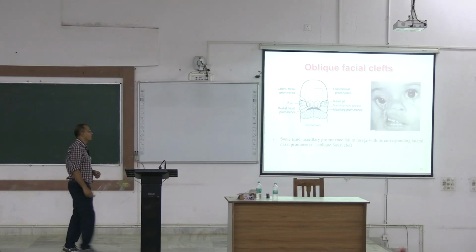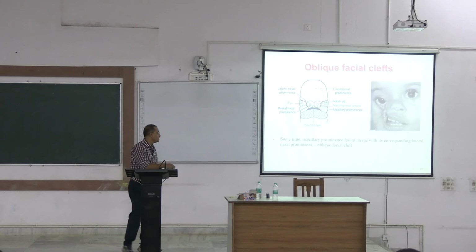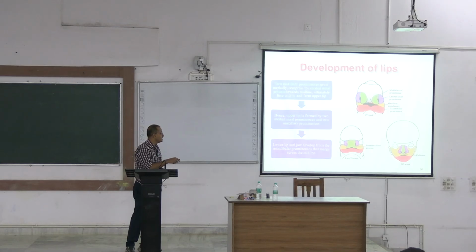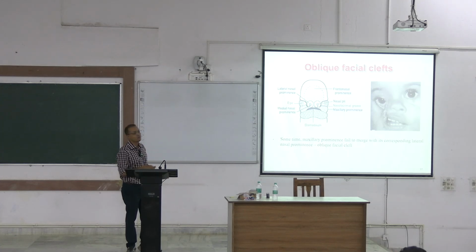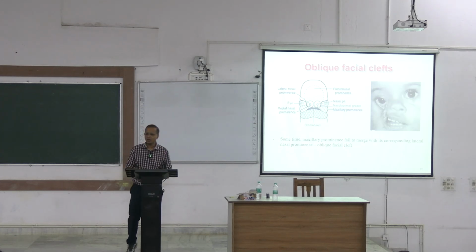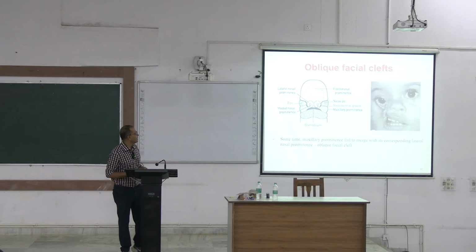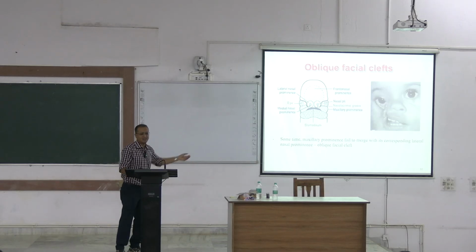This rare error is a union defect of the maxillary prominence with the lateral nasal prominence. The lateral nasal prominence forms the lateral side of the nose, where this union is defective, leading to this kind of problem. We call it oblique facial defect or oblique facial cleft. This is very uncommon, but I am mentioning it because it's included in the curriculum.